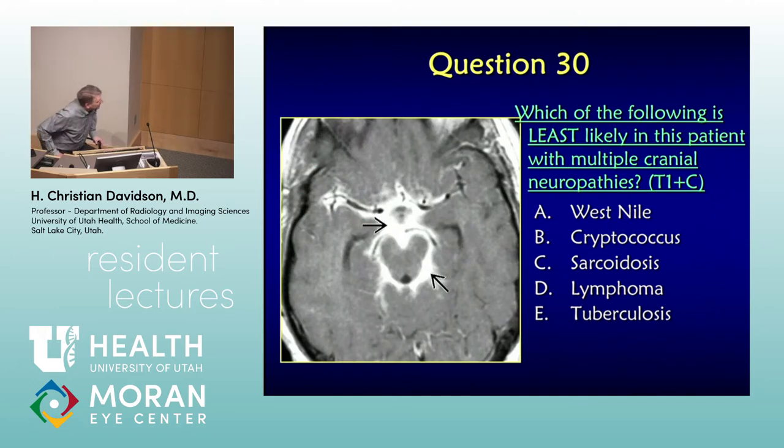Now let's get into some pathology. This is an axial T1 post-contrast. The arrows are just identifying the pathology. Which of the following is least likely in this patient who presents with multiple cranial neuropathies? This is a spin echo T1 post-contrast. And a lot of times in imaging, we often talk differentials because the one answer is not often pathognomonic. And so knowing what to exclude sometimes is the best you can do. So of these five conditions, which one is least likely to present this way? West Nile virus infection, cryptococcal infection, intracranial sarcoidosis, lymphoma, or tuberculosis?